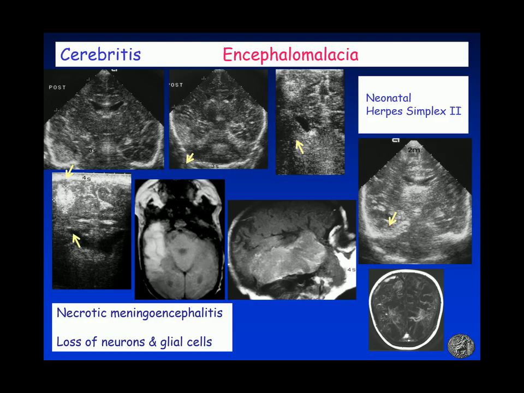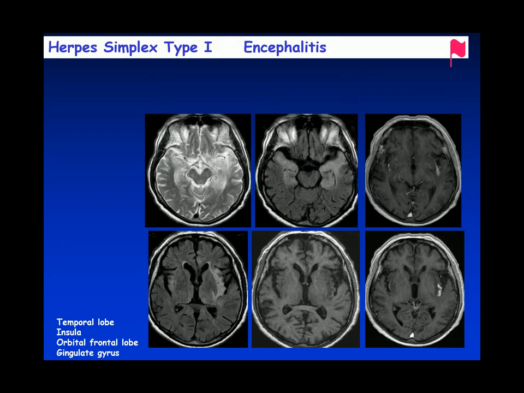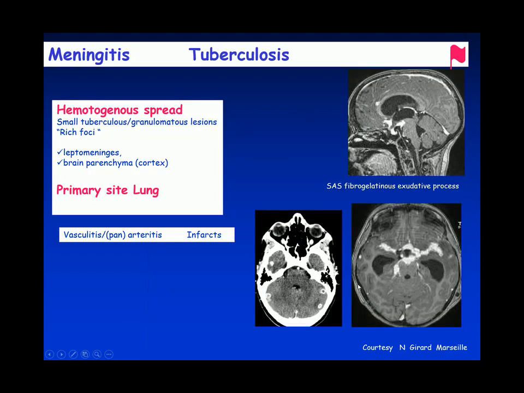The typical encephalitis of herpes simplex type 1 affects the temporal lobes. Bilateral, high signal intensity, you may have hemorrhagic foci, but also it may affect other areas of the brain. Typical appearance, the same we see in adult patients.